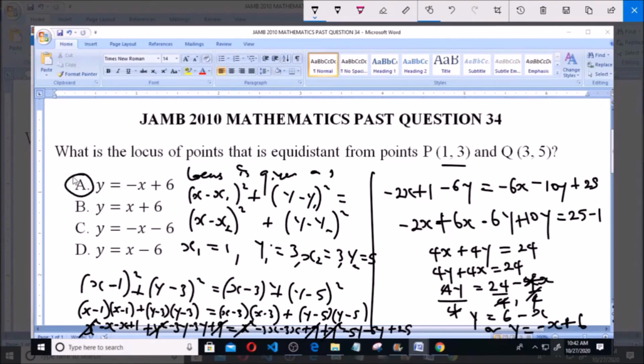Option A. So this is the locus of the points that is equidistant from the points given. So the answer is y is equal to minus x plus 6.